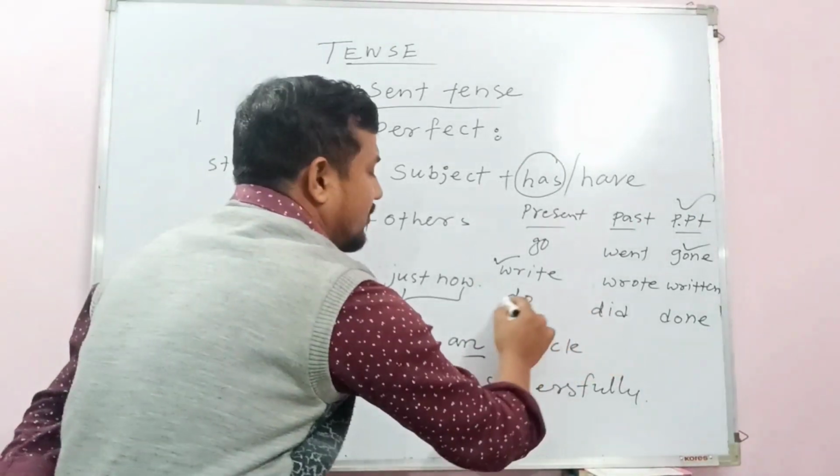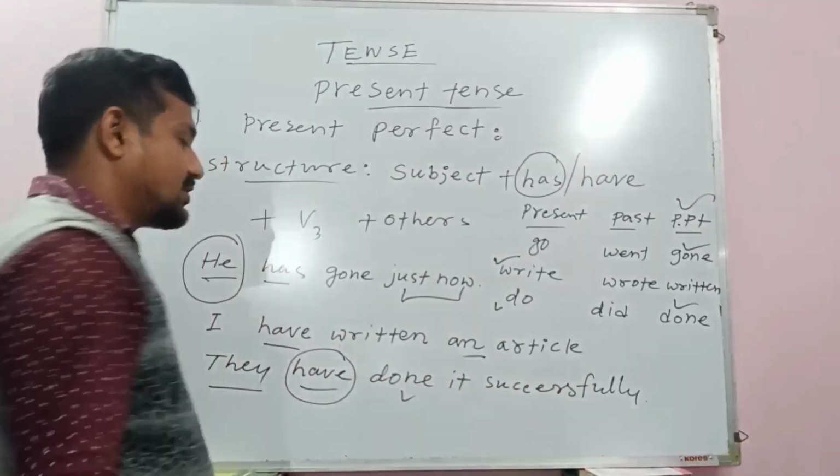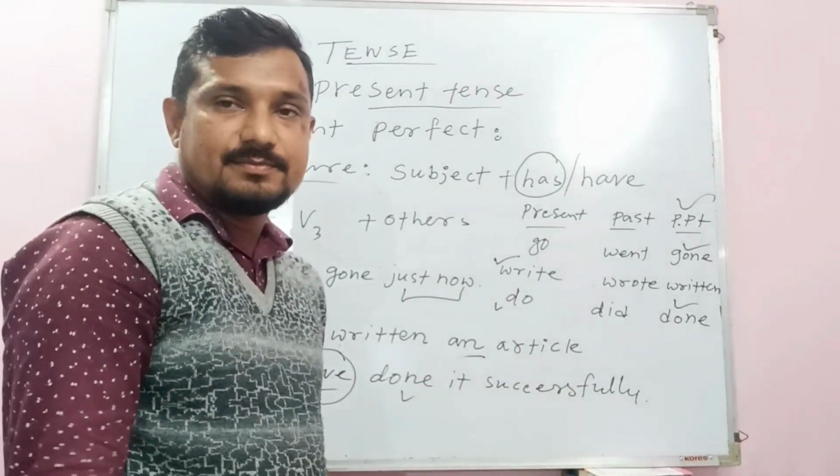Done is the third form of the verb do. This is the third form of the verb do. It is the object, and successfully is an adverb.